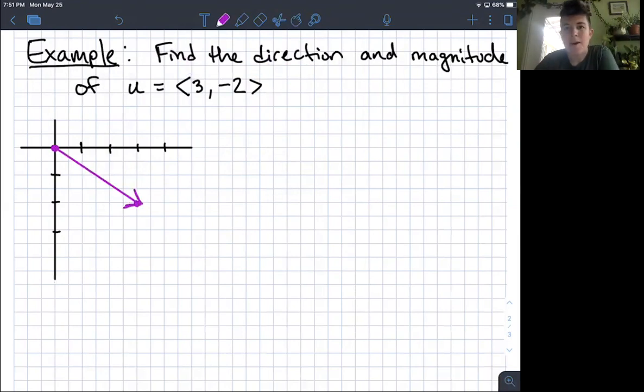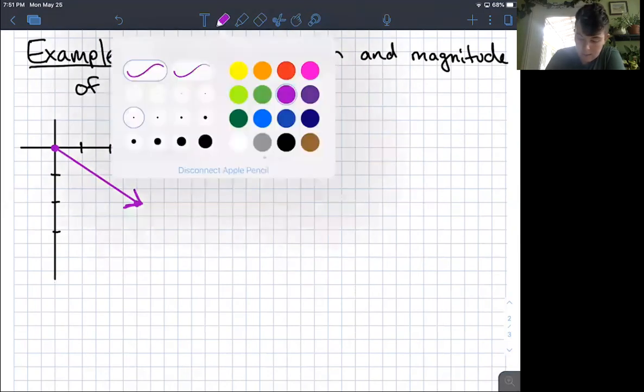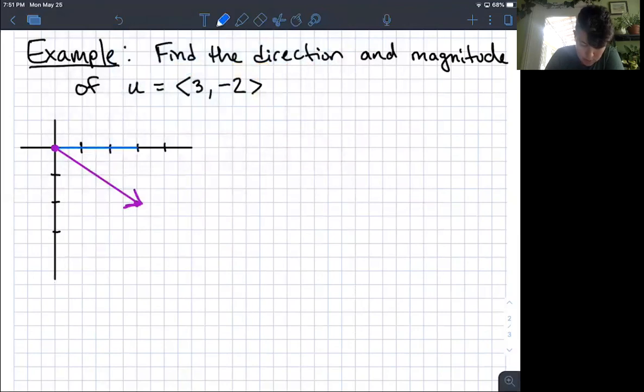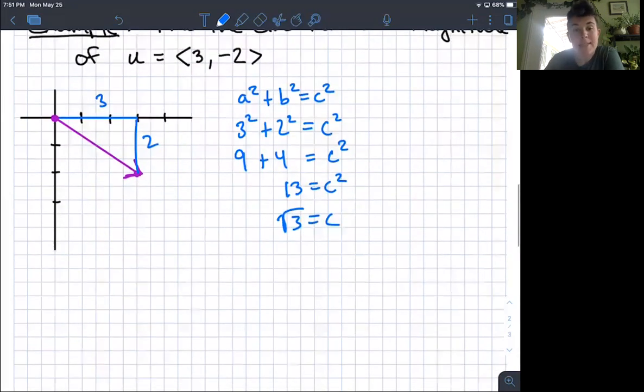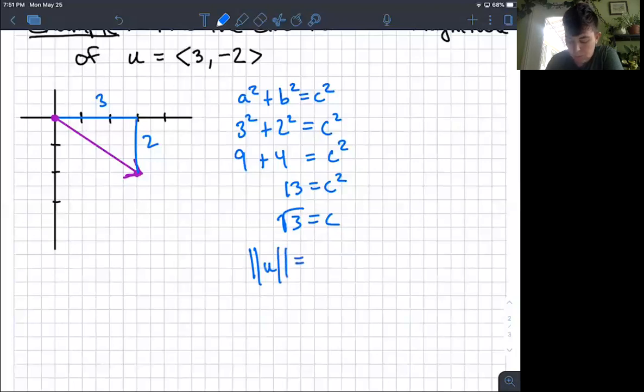Okay, hooray. All right, so let's start. I guess let's just start with magnitude since that's going to be the easiest. So let me make my little triangle. That was 3, that is 2. So I'm going to use a squared plus b squared equals c squared. 3 squared plus 2 squared equals c squared. So it's going to be 9 plus 4 equals c squared. 9 plus 4 is 13 equals c squared. So root 13 equals c. So then I can say the magnitude of u is equal to root 13.